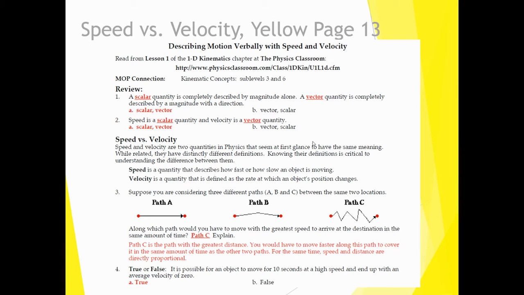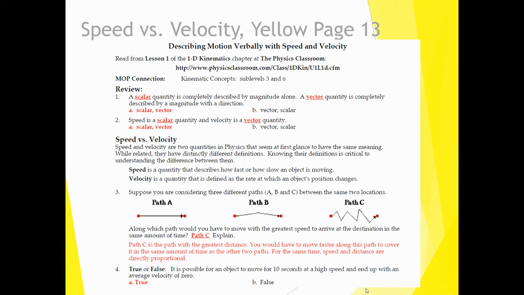So speed versus velocity. Speed and velocity are two quantities in physics that seem at first glance to have the same meaning. While related, they have distinctly different definitions. Knowing their definitions is critical to understanding the difference between them. Speed is a quantity that describes how fast or how slow an object is moving. And velocity is a quantity that is defined as the rate at which an object's position changes.